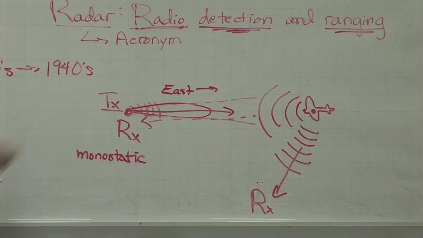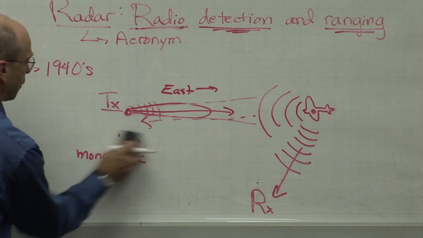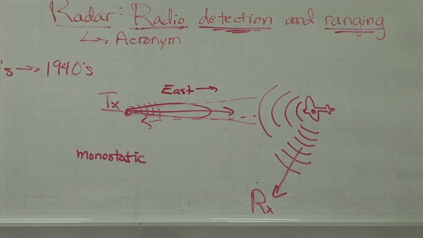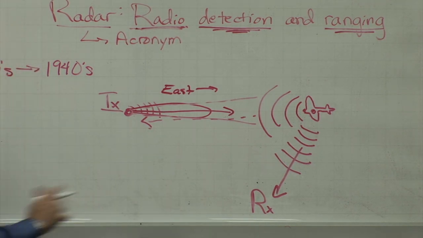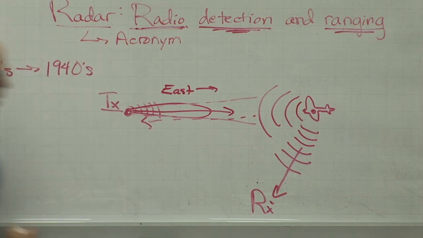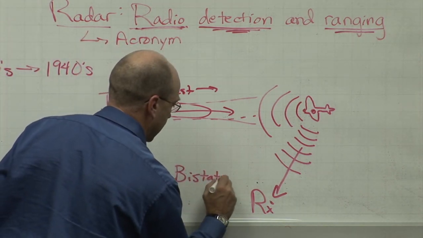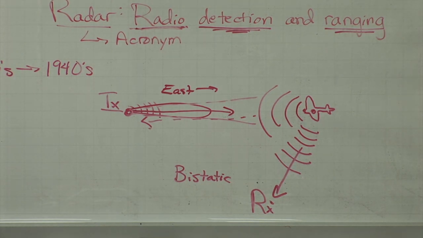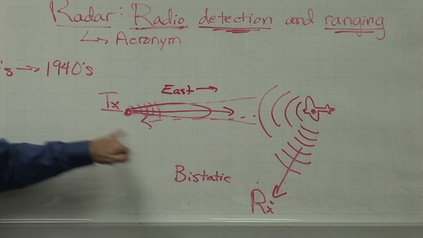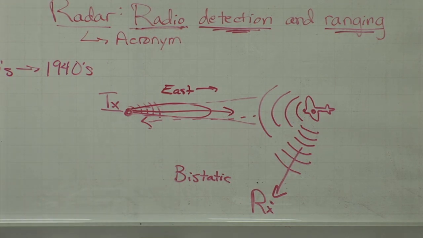But there are cases where you can actually place only the transmitter at a given location and put a receiver at a second location, and this kind of configuration is called bistatic. And I'll mention bistatic radars briefly later. But suffice to say that generally speaking, the receiver and the transmitter are co-located.